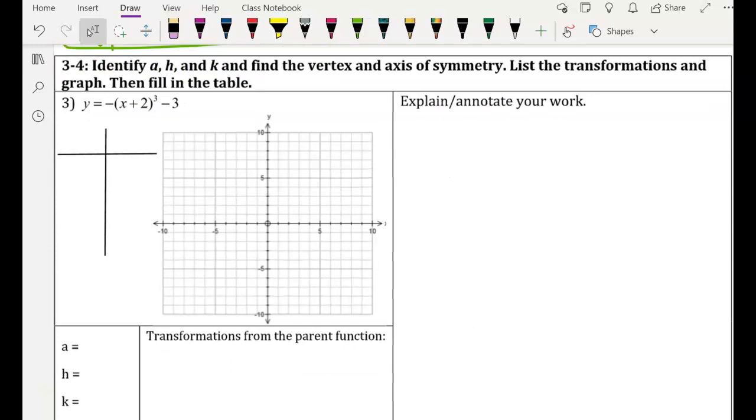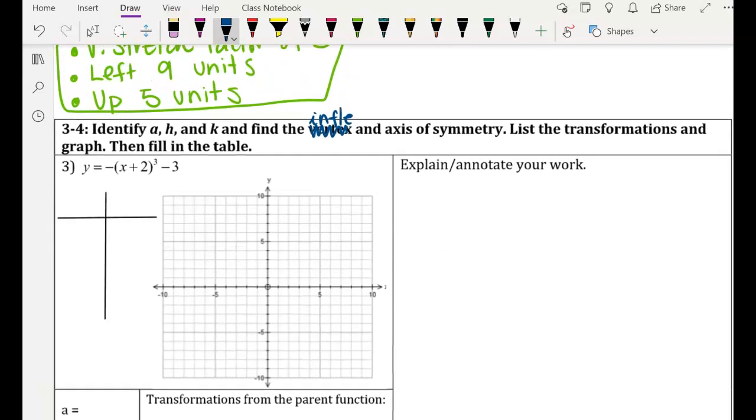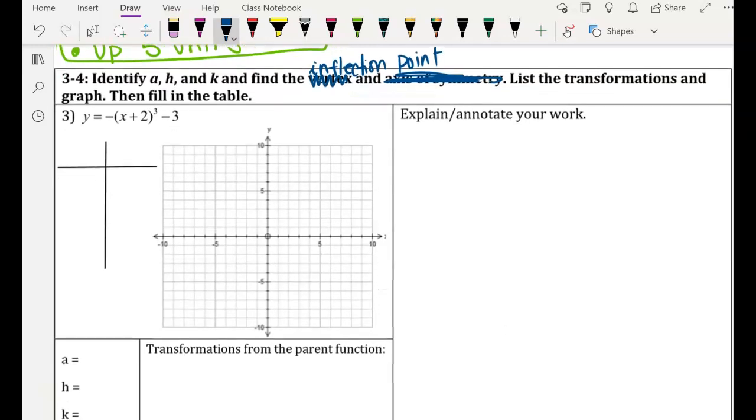All right, example 3 and 4 says: identify the A, H, and K again, and we are not doing the vertex since this is a cubic, so find the inflection point. We are not going to have an axis of symmetry. List the transformations and graph, then fill in the table. So cross that out, you're not going to have an axis of symmetry.